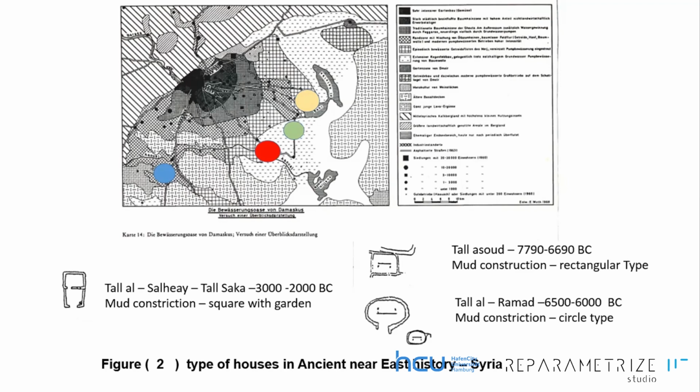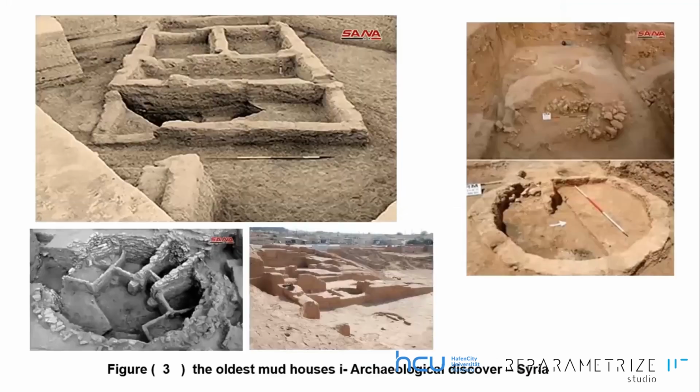with garden. So here we can see the oldest mud houses and the archaeological discovery in Syria. And at Tel Sekka near Damascus also, we can see clearly the mud construction, how it is used: the walls, the plaster, the mortar, and it is covered sometimes by mud plaster and sometimes by lime plaster.